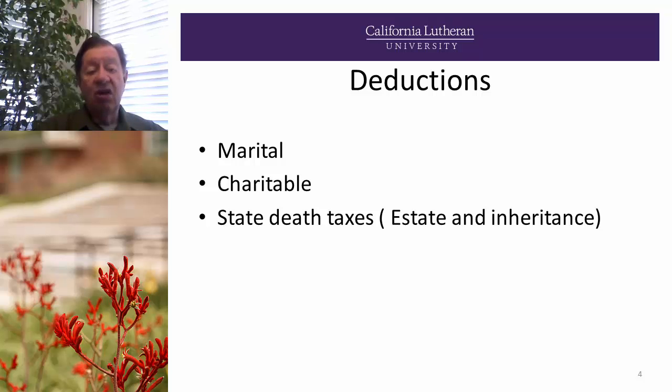And likewise in charitable, it's the same thing. I can give full dominion and control to the charity, no problem. But if I put some kind of constraint on it, it's got to be a qualified constraint. And we will cover that later in the course when we cover charities. The third item is the state death taxes. Now this depends on the year of death.